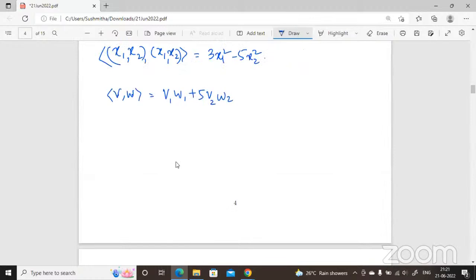Okay, so let's take this example. The inner product of V comma W is defined as V1 W1 plus 5 times V2 W2, where V is V1 V2 and W is W1 W2. So our inner product is defined from R2 to R. How will I check whether this is an inner product or not? We need to check it.